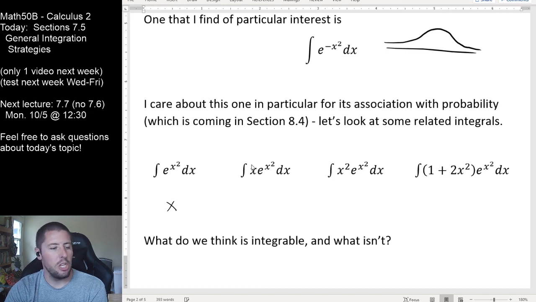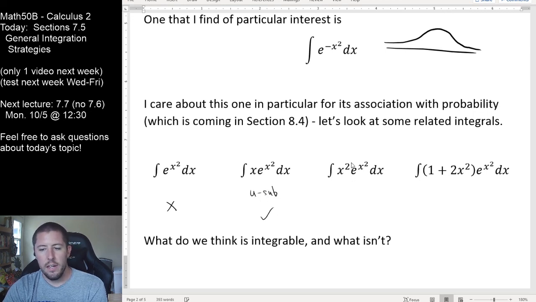This x is actually a huge help to us right here, because now I have a component, x squared, and its derivative, or a constant multiple of its derivative, just x right there. So it seems to me like this is going to be pretty reasonable for us to do a u sub right here, which we'll do in a second.